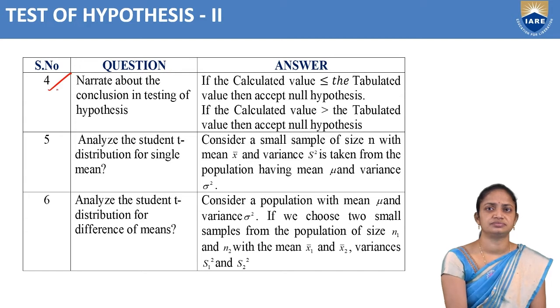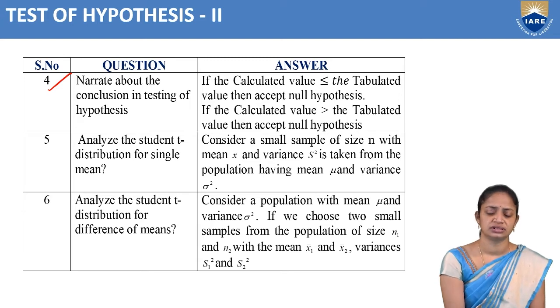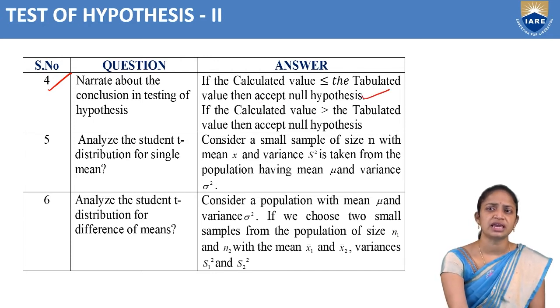Next one, narrate about the conclusion in the testing of hypothesis. What is the conclusion for testing of hypothesis? If the calculated value is less than or equal to the tabulated value, then we accept the null hypothesis. If the calculated value is greater than the tabulated value, then we reject the null hypothesis.